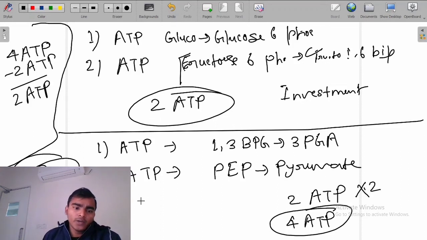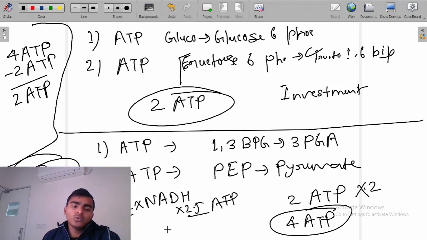We also got 2 NADH molecules, because when there was conversion of glyceraldehyde 3-phosphate into 1,3 bisphosphoglycerate, we got 2 NADH molecules as well. NADH is also important, because one NADH molecule is equivalent to 2.5 ATP molecules. So 2.5 times 2, we have a total of 5 ATP molecules from this particular step.